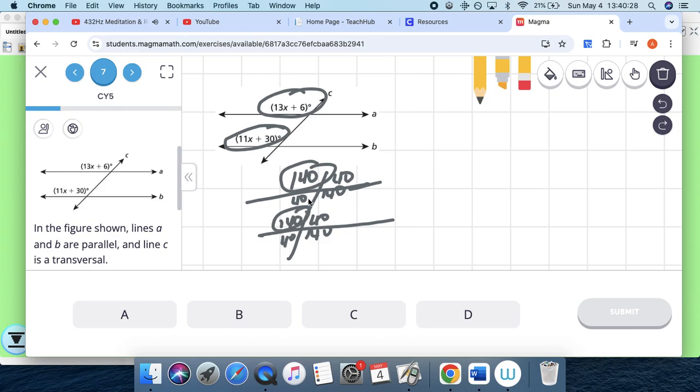Now, these two angles are these two. And if you notice, they both have the same values, 140 and 140. So if I know they have the same value, I know they're equal to each other. So when I set up the equation, I can go 13x plus 6 equals 11x plus 30.